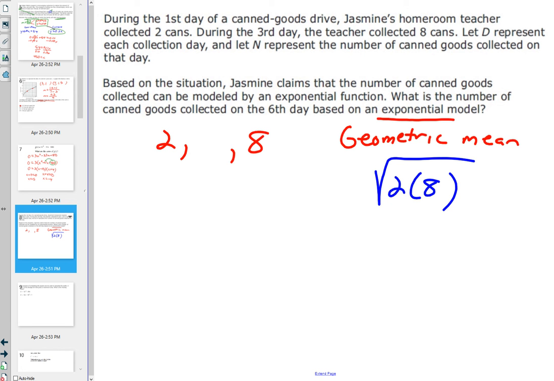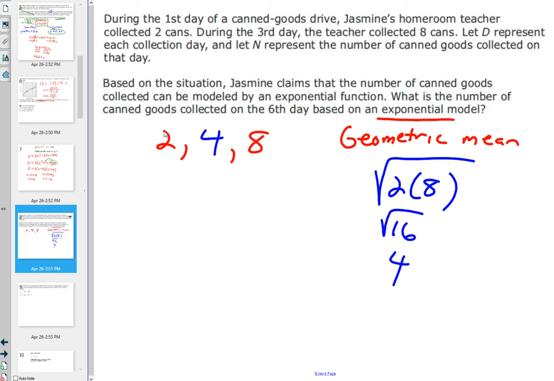You guys are familiar with arithmetic. If they would have said that it was a linear model, then if you want to find the number in the middle, you just add and divide by 2. But for geometric mean, what's 2 times 8? And what's the square root of 16? So once you know that there's a 4 there, well, now you can just find this recursively.